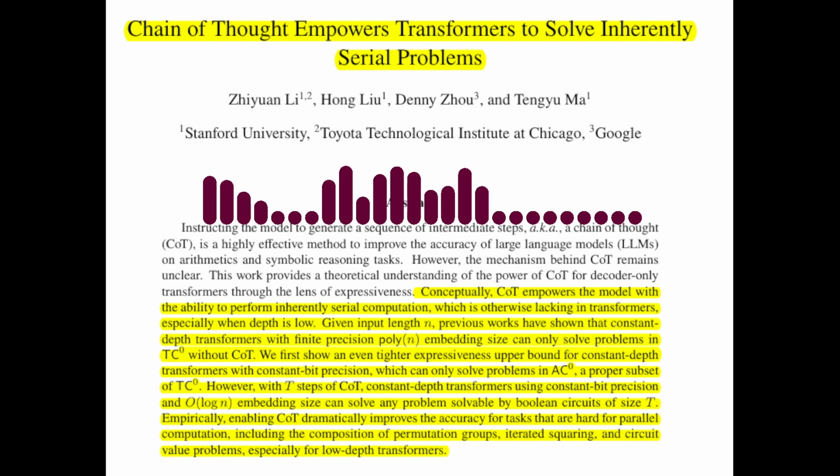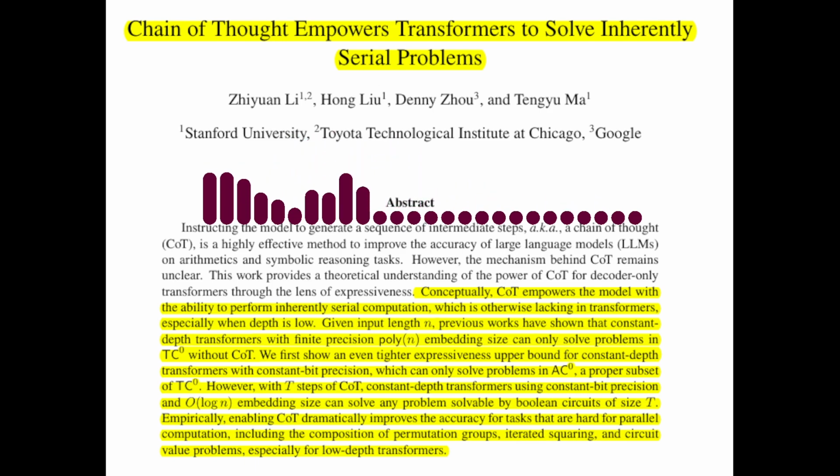The paper provides a theoretical understanding of the power of chain of thought prompting for transformers, demonstrating its ability to enable serial computation. They introduce a new complexity class to analyze the expressiveness of transformers with chain of thought and provide empirical evidence to support their findings. This research sheds light on the mechanisms behind chain of thought prompting and its potential for enhancing the reasoning capabilities of large language models. This is a very interesting and insightful paper.